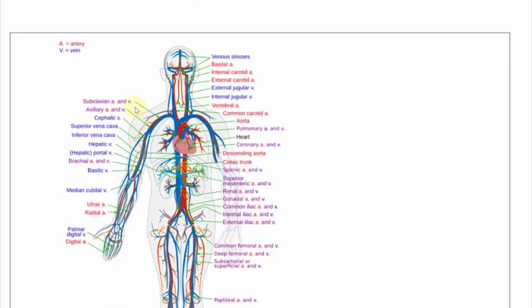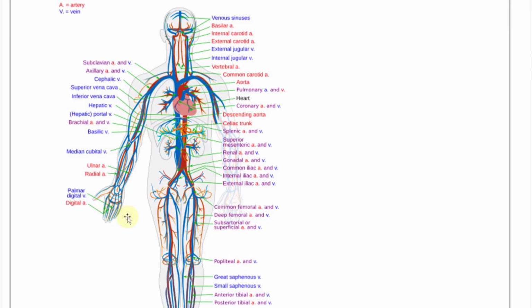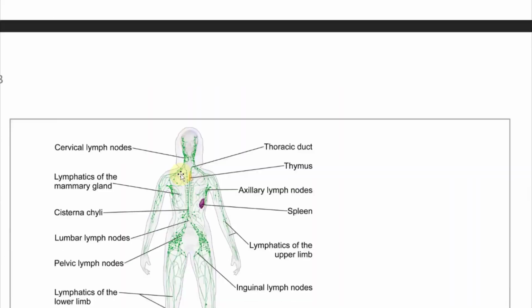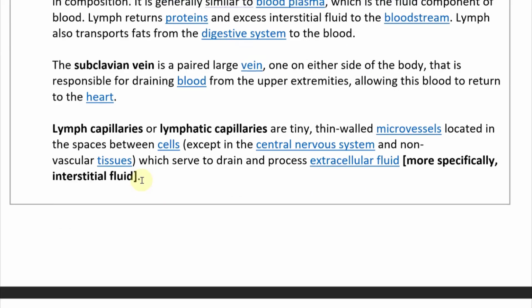And so basically the lymph is all directed over here. A lot of it is directed here, and then pushed back to the vein systems, and then goes to the heart. And you have other ones from the bottom of the body, and other ones from the top. So the subclavian vein is responsible for draining blood from the upper extremities, allowing this blood to return to the heart, such as your arms, shoulders, and so on.